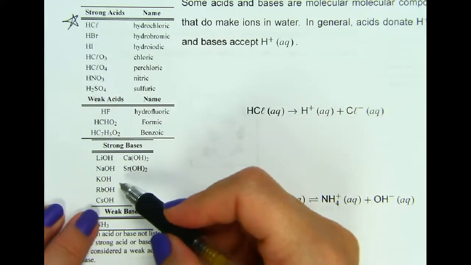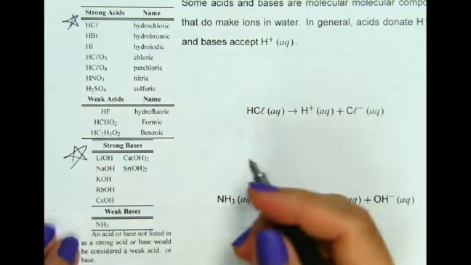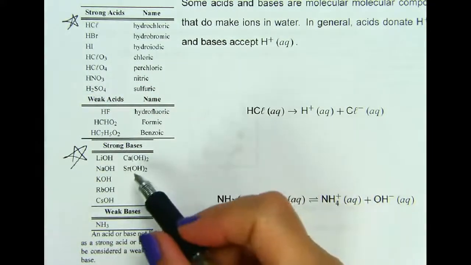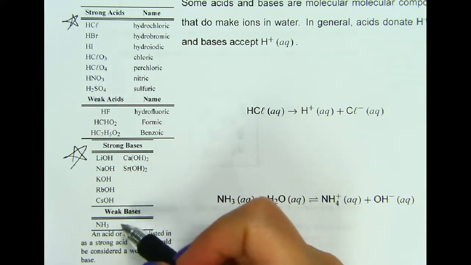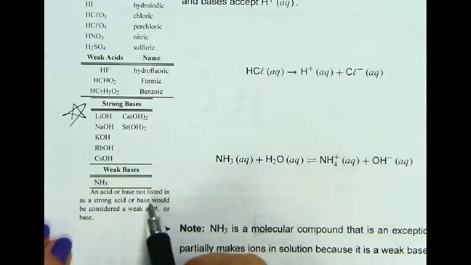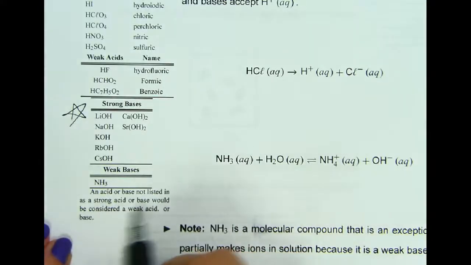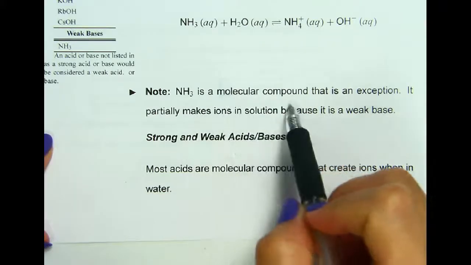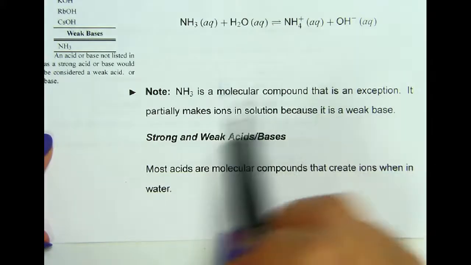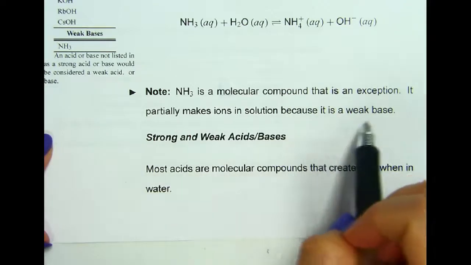These are the strong bases, and you should also memorize the strong bases. Anything that's not one of these strong bases is automatically a weak base. An acid or base not listed as a strong acid or base would be considered a weak acid or base. Note, ammonia is a molecular compound that is an exception. It partially makes ions in solution because it is a weak base.